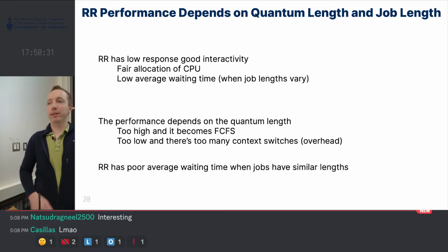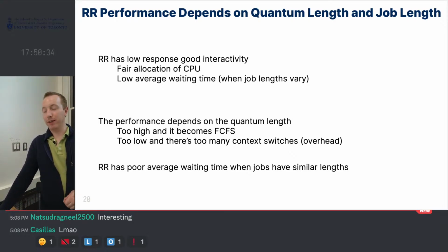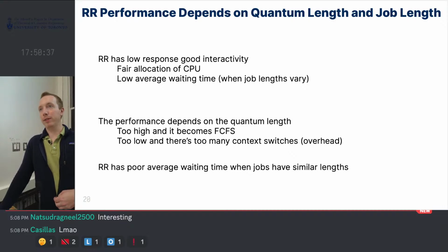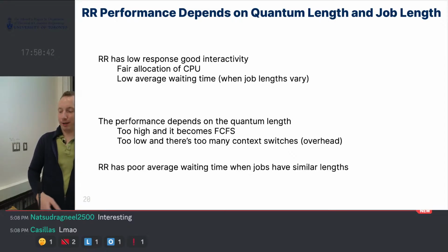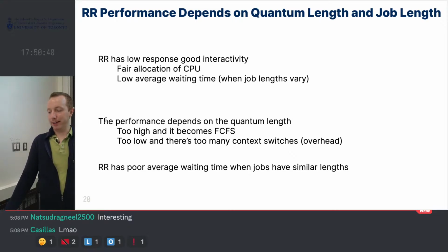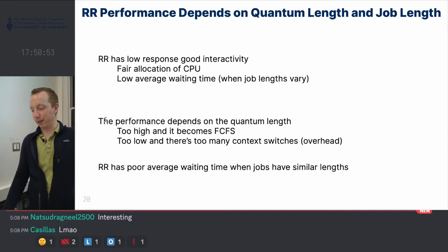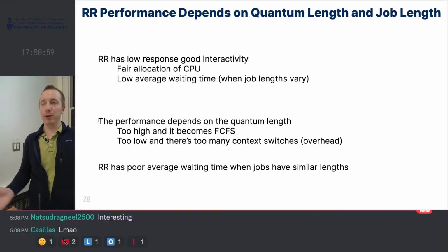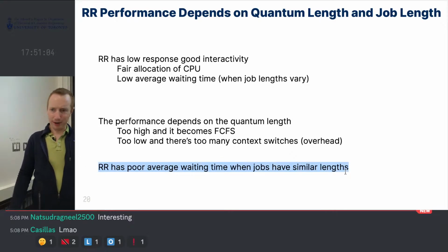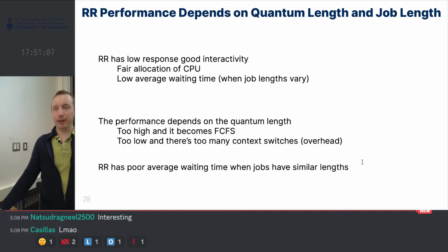Like we said before, round robin performance depends on the quantum length and the length of the actual processes. Generally it has low response time, good interactivity, it's fair, and a low-ish average waiting time when the job lengths vary, but the performance depends on the quantum length. We have to set it, and it's kind of difficult to set in practice. Too high becomes first come, first serve. Too low, too many context switches, which is just overhead. And if you simulated a bunch, it has poor average waiting time if the jobs are all fairly similar length.